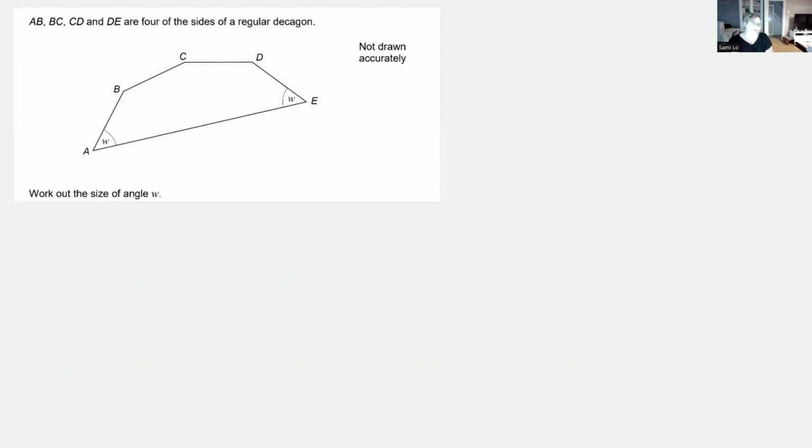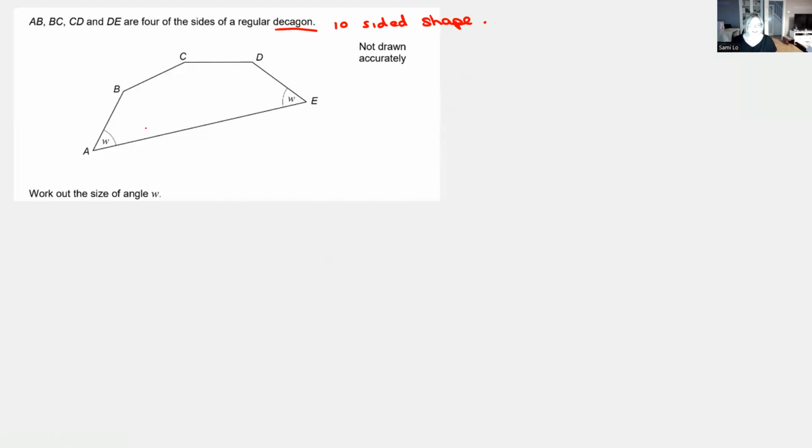Okay, so we've got AB, BC, CD and DE are four of the sides of a regular decagon. Key point here: the exam loves to chuck in shapes, and this is going to be any 2D shape that you might not have heard of for a while. So it's useful to brush up on those, especially towards this exam, because they love to chuck in a shape that you might not have heard of for a long time. Decagon is a 10-sided shape.